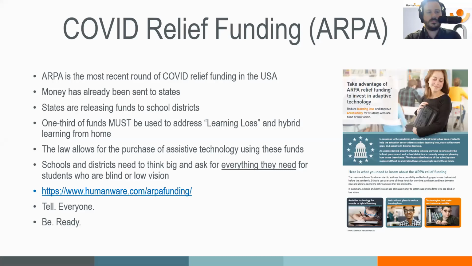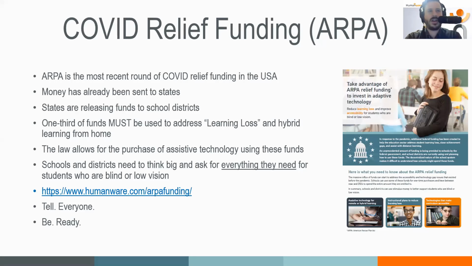One of the things I want to touch base on really quickly is our COVID relief funding, the ARPA. Some of you may be aware of this, but in response to the pandemic, additional federal funding has been created to help the education sector address student learning loss, close achievement gaps, and assist distance learning. This funding is being provided to schools by the federal government, and school districts are currently using and planning how to use these funds. Perhaps you know a little bit more, Peter, to explain that, or have I pretty much summed it up?